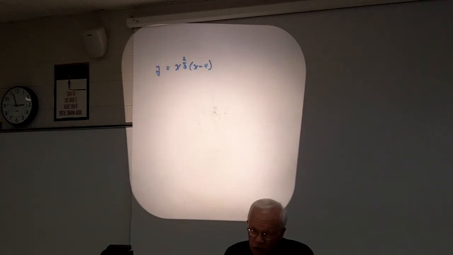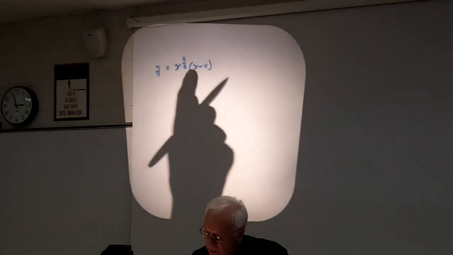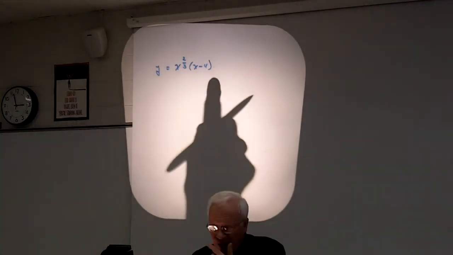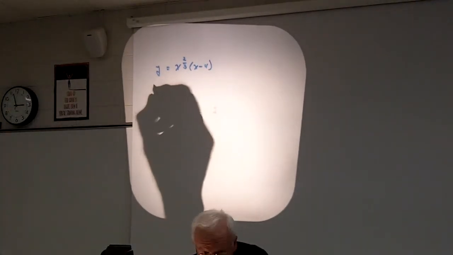Now, we can use the product rule, or we can distribute it. I prefer the product rule. Doesn't matter, you can do it either way. Meaning, you could distribute this over here and here, and then find the derivative, or we can use the product rule. Okay, so now watch what happens here.